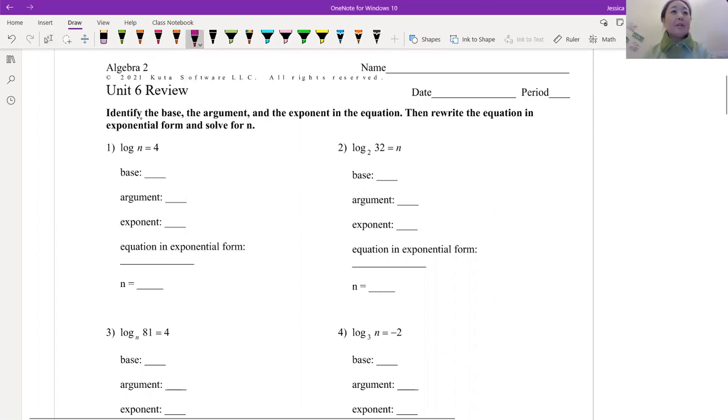The Unit 6 review. So here the first one is identify the base, the argument, and the exponent in the equation. Then rewrite the equation in exponential form and solve for n. I think they're all n, right? Okay, or x, or whatever the unknown is, right? So here we go. So here's the base. Oh, there's no base.